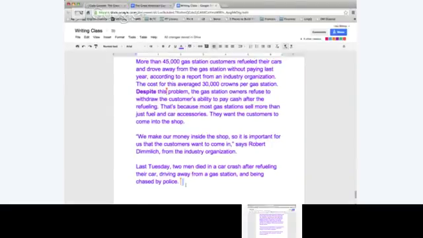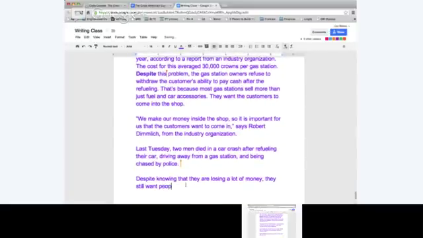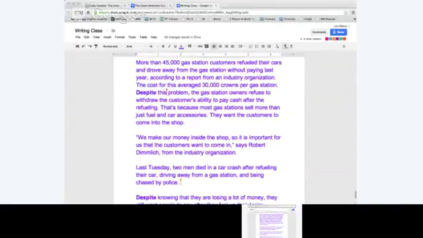I'm trying to think how you could use that in describing this. Despite knowing that they are losing a lot of money, they still want people to pay after they fuel up their tanks or something like that. I'm just giving him another example of how you could say despite, in the same context.